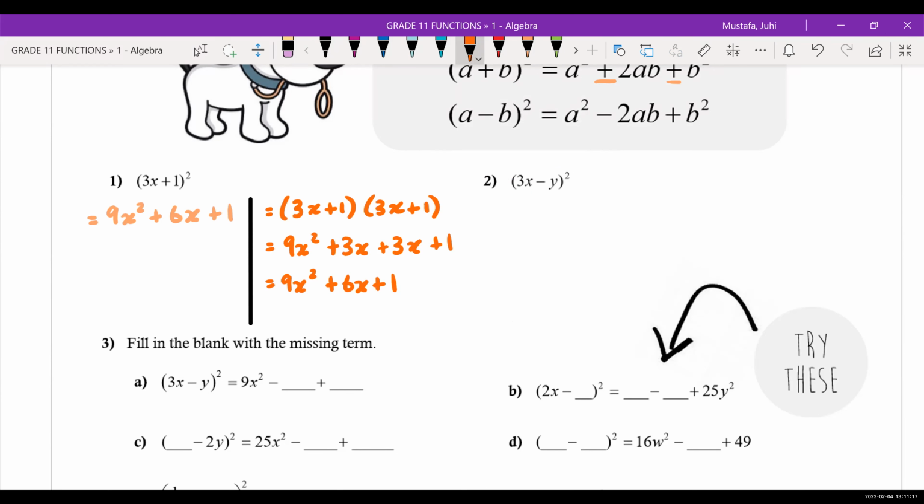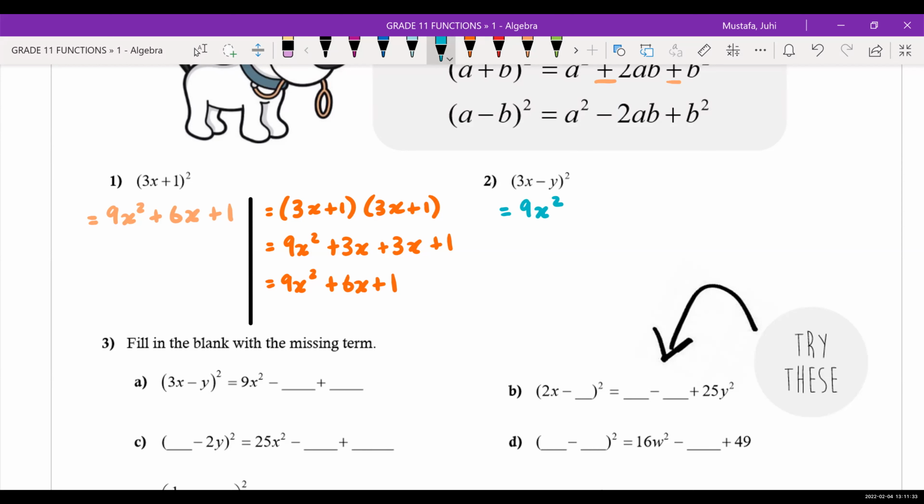Does this little rule make sense? Yeah? Okay, let's try the next one. It is 3x minus y, all of it squared. So we're going to take the first term and we're going to square that. So 3x times 3x again is 9x squared.